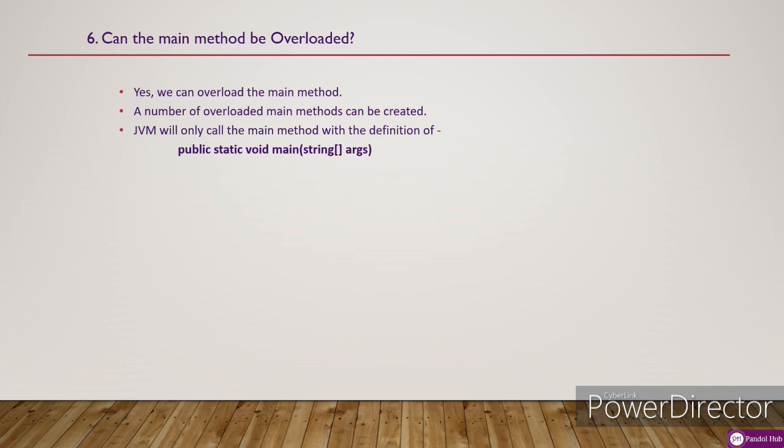Yes, we can overload the main method, and you can do it a number of times. You can have n number of overloaded main methods, but the JVM will look only for the main method which has a definition of public static void main, including the arguments of string array. So it should have an access modifier of public static and a return type of void, followed by the method name as main, and the parameter that it should contain is the string array. So this is the format or the syntax for which the JVM will be looking for the main method.